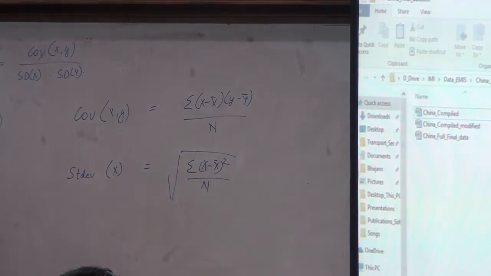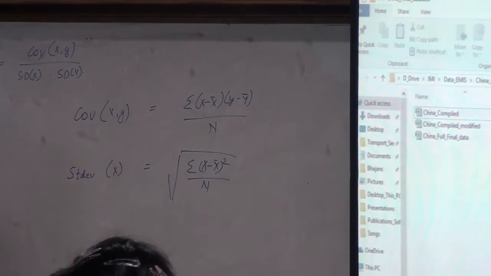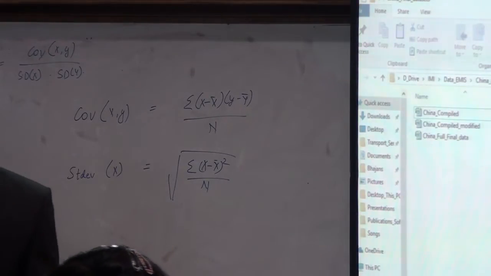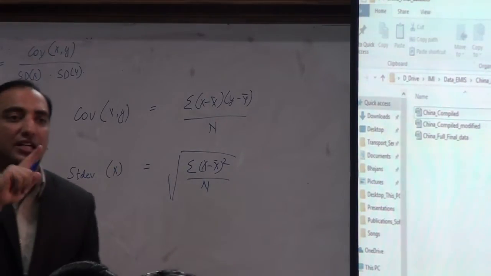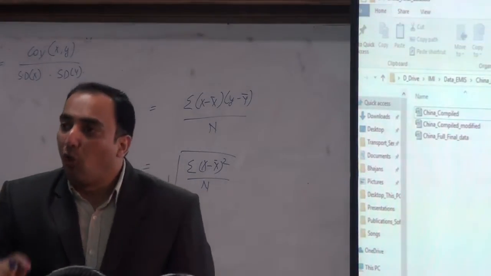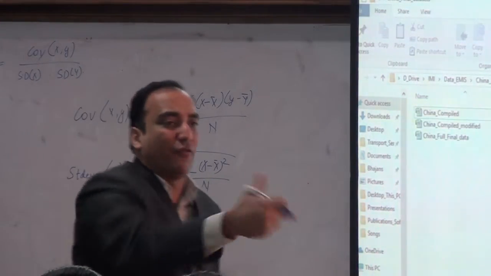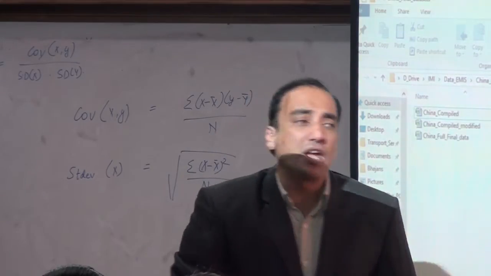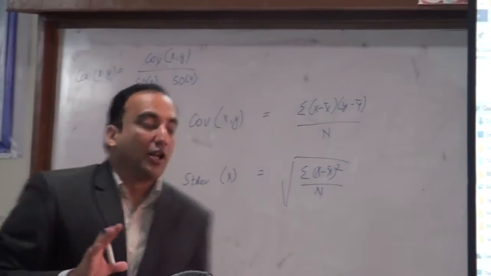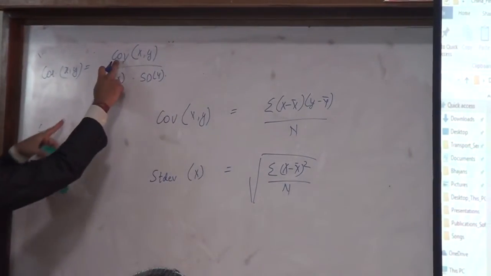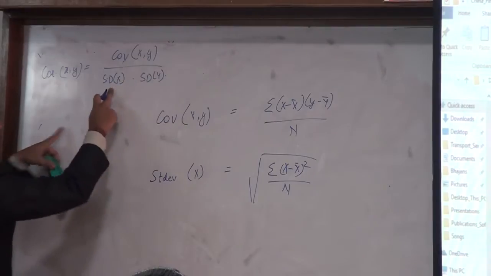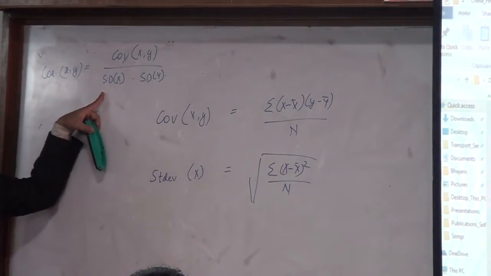However, in regression, we don't do this. There is something called dependent variable and something called independent variable. I cannot treat them symmetrically. So I find a modified form of correlation, which I call beta. Beta is nothing but your slope. In this formula, you can see covariance of x and y by standard deviation x and standard deviation y.